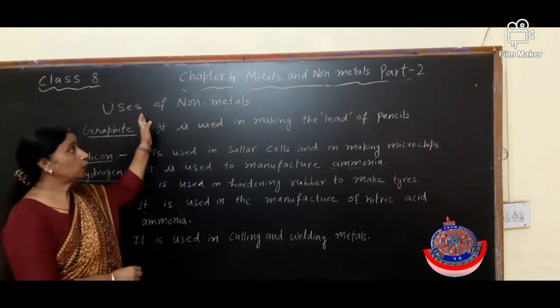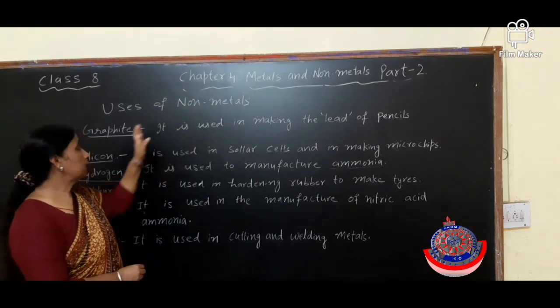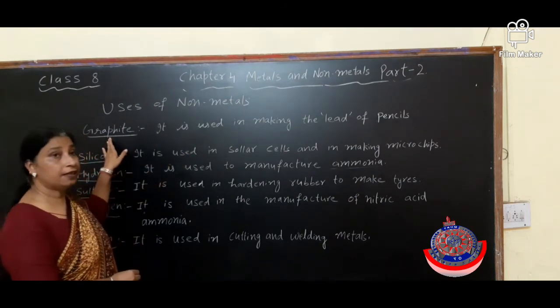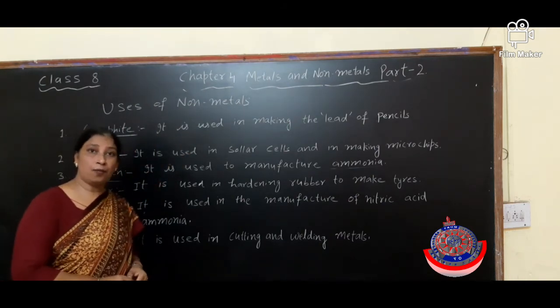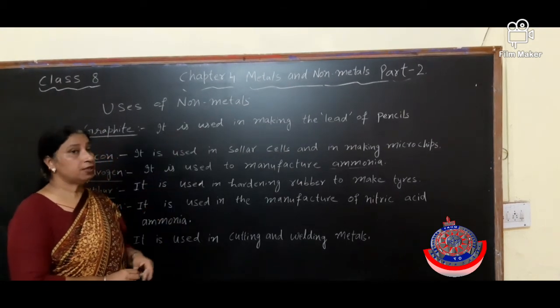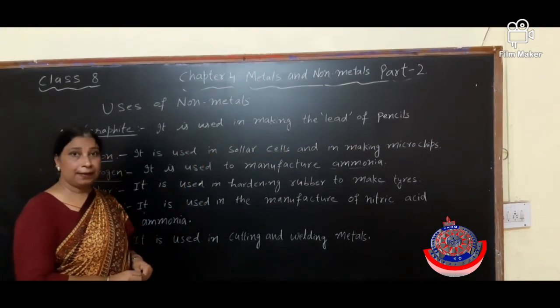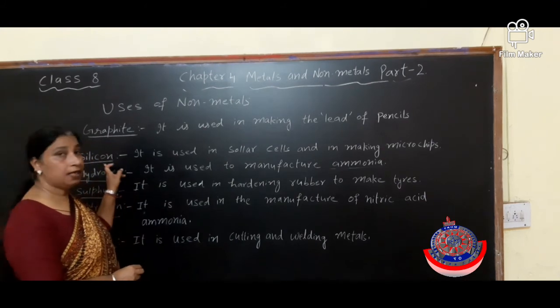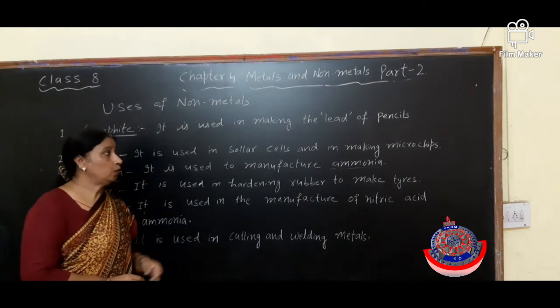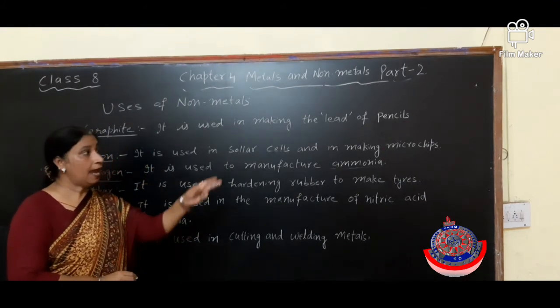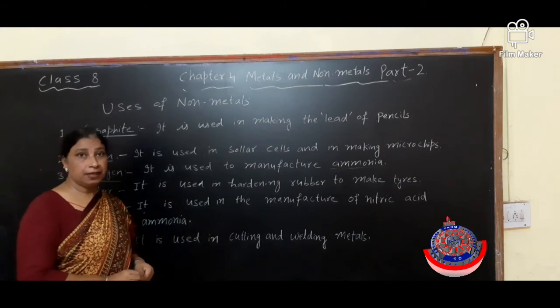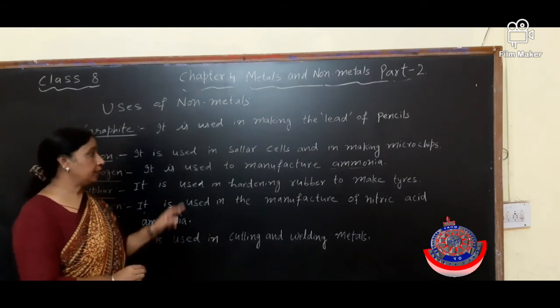Now students, uses of non-metals. First of all, number 1, graphite. Graphite is a form of carbon. It is used in making the lead of the pencils. And second, silicon. Silicon is used in solar cells and in making the microchips in computer industry.